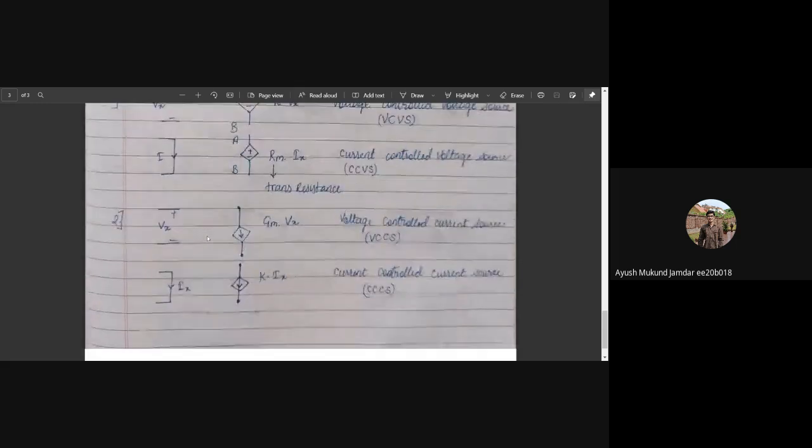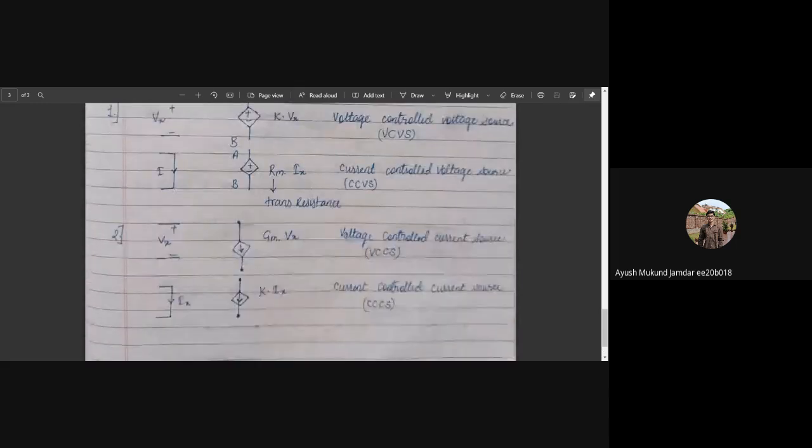That's why they are dependent sources. And again, we have current sources which can be dependent on voltage and current. The first one here is voltage controlled, that is gm times Vx, where gm is transconductance, and the second one is dependent on current, that is CCCS, and it gives a current K times Ix.